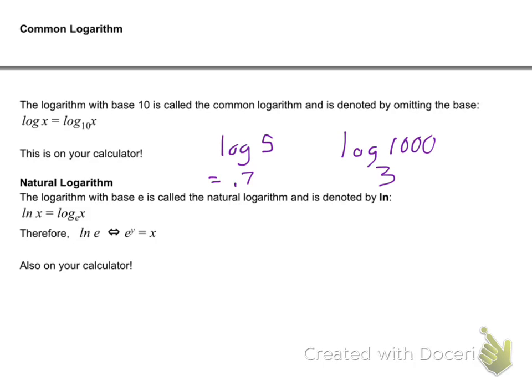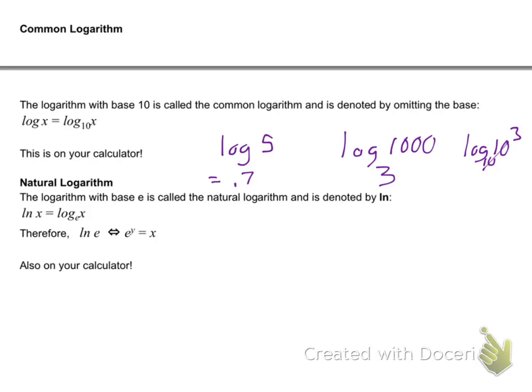You could do that one without a calculator, I hope, because 1,000 is 10 to the third, right? You guys agree that this would be log of 10 to the third? But really, there's supposed to be a 10 in there, and the 10s would cancel, leaving you with 3. So that's one way you can do ones without calculators.